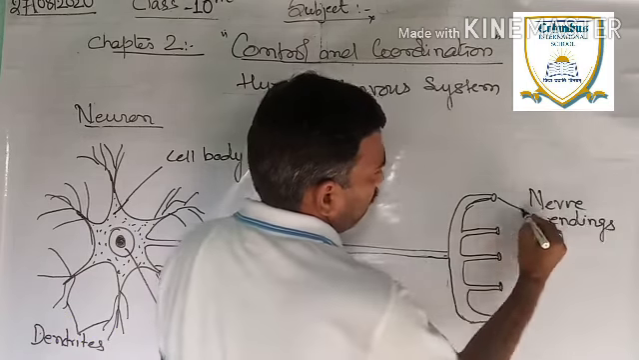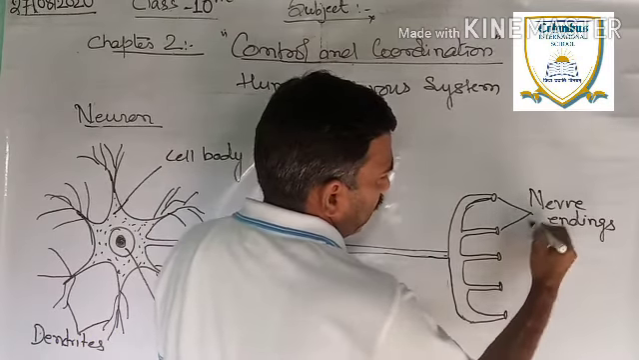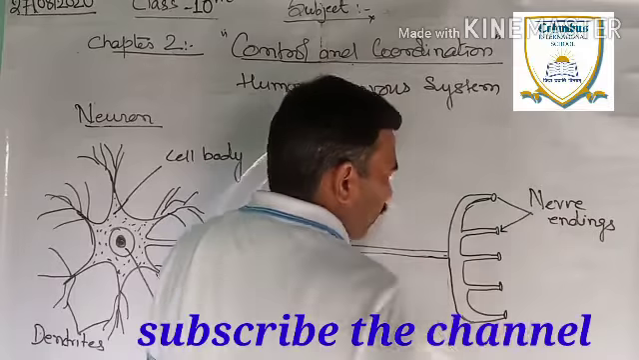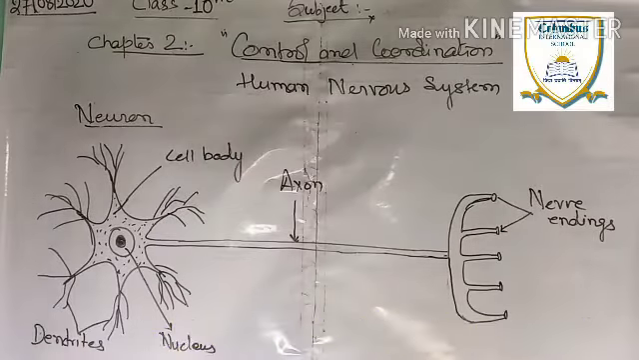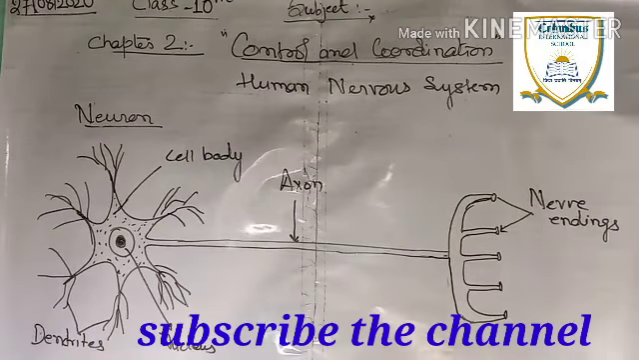These all are nerve endings. This one. Okay, these all are called nerve endings. Now, this is a simple structure, but this is not a complete structure.